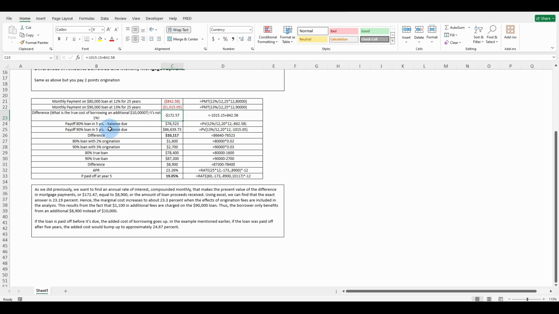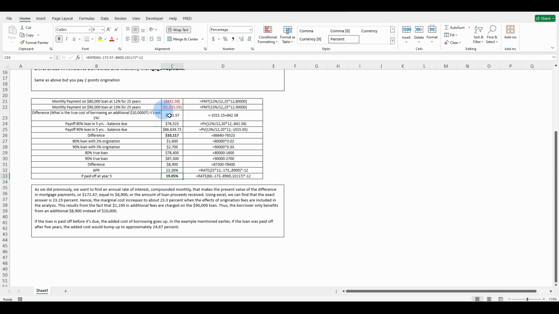The question here is payoff. The $80,000 loan in 5 years is 76,523. The $90,000 is 86. Difference 10,117. Throw in a loan origination fee of 1,600 and 2,700. The $80,000 true loan is 78,400. The $90,000 true loan is 87,300. The difference is 8,900. The APR 2326. If paid off at year 5, 1905.